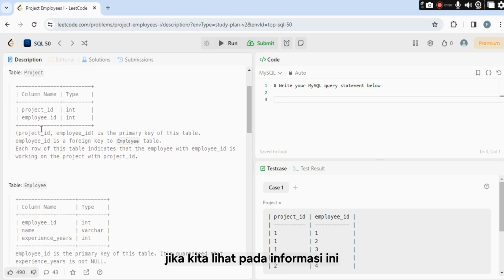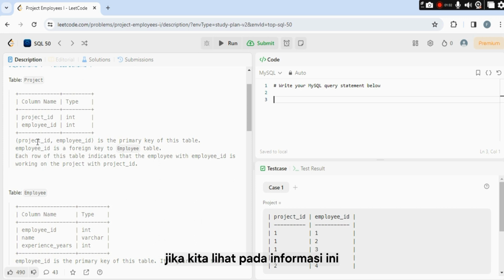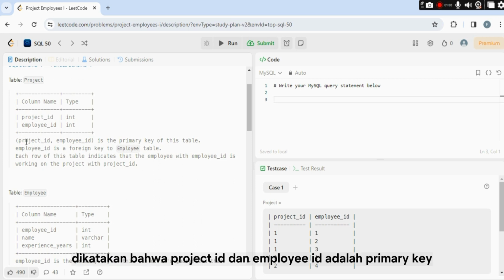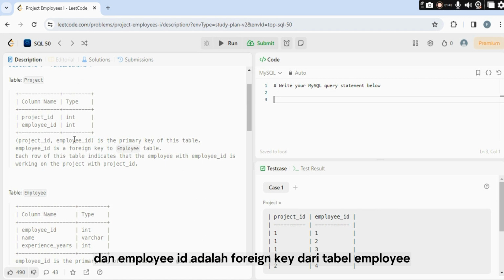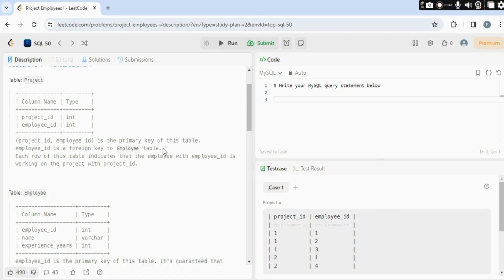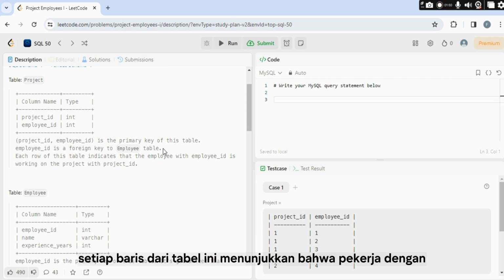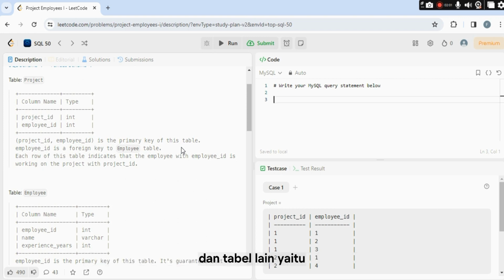If we take a look at this information, it says that project ID and employee ID are the primary key of this table, and employee ID is a foreign key to the employee table. Each row of this table indicates that the employee with employee ID is working on the project with project ID.